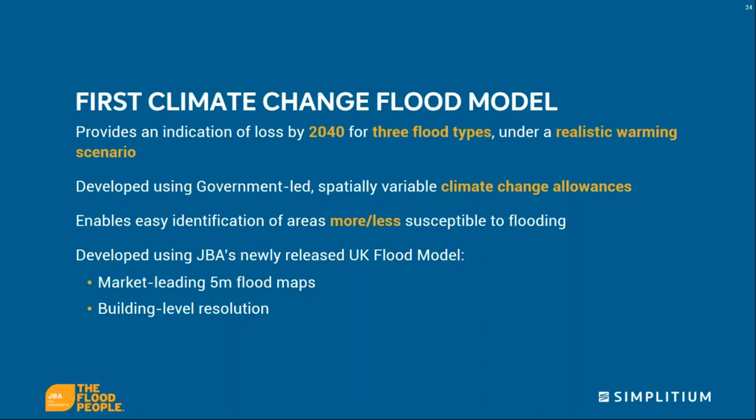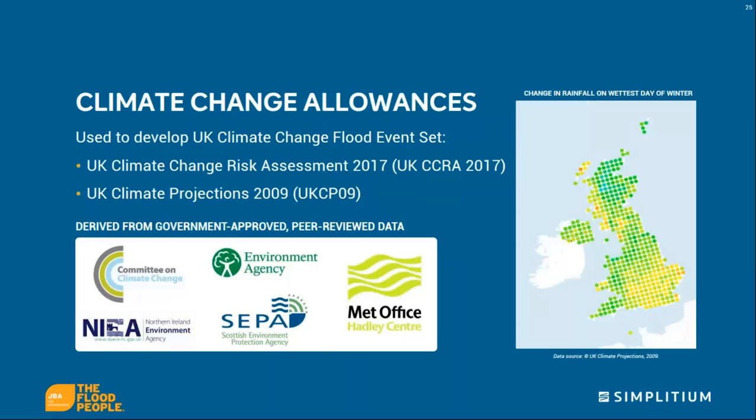We've developed this using our newly released UK Flood Model 2018, which has market-leading 5-metre flood maps that you may be familiar with already, and allows for building level resolution analysis as well. It also has our UK Flood Event Set, which is a statistical event set for 3 flood types containing over 100,000 plausible events. And this is where we have generated our climate change model. So we've adjusted our event set using a series of climate change allowances. These denote a percentage change in a flood type, for example, peak river flow.